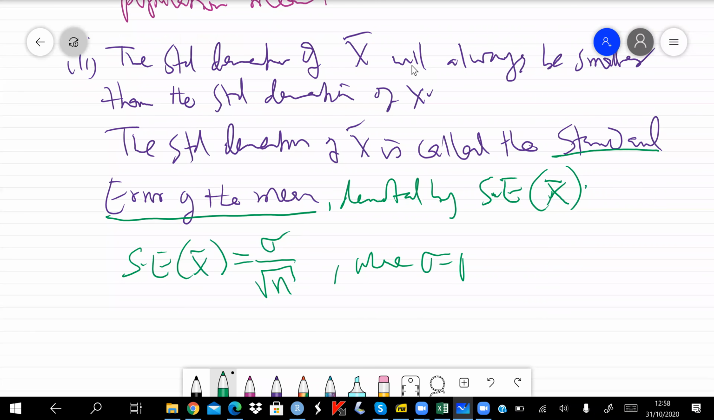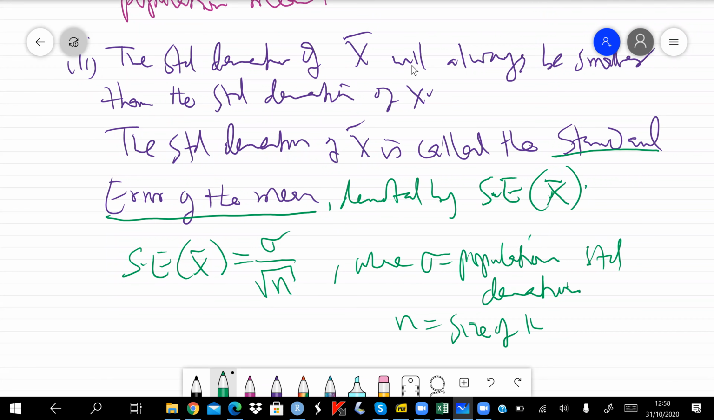where sigma is the population standard deviation, and n is the size of the sample.